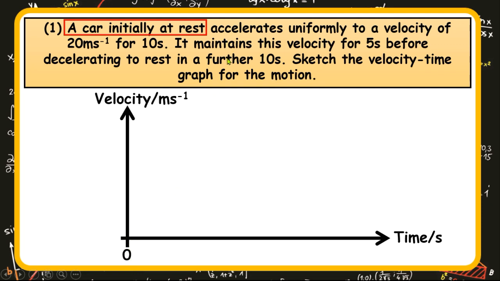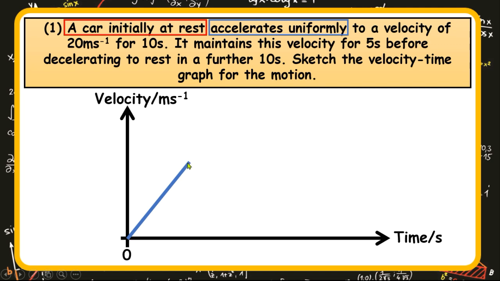It continues to say, it then accelerates uniformly to a velocity of 20 meter per second for 10 seconds. Look at the word here, accelerate uniformly, which could be turned to mean uniform acceleration. And I trust you have remembered how that graph looked like. So the graph called uniform acceleration or constant acceleration starting from 0 moves like this. Yes. This is where the car gets to.